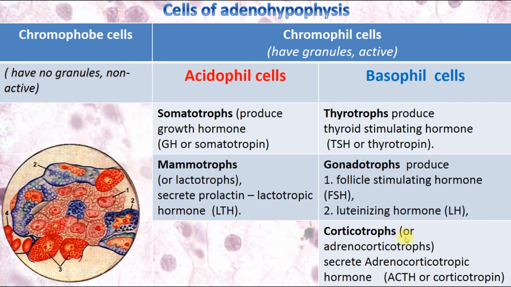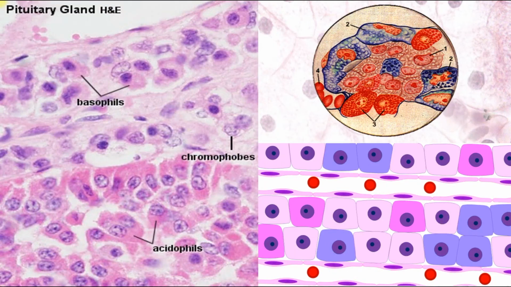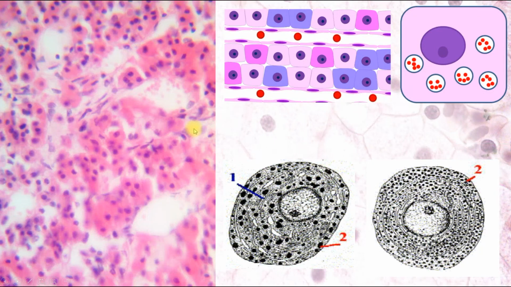Cells of zona fasciculata and zona reticularis, mainly zona fasciculata, are under control of ACTH, and zona reticularis is under control of gonadotrophs, FSH and LH. So different peripheral endocrine organs are controlled by troph hormones. Here we can see basophils and acidophils, or oxyphils, and also there are chromophobes, which are pale. And here we can see numerous acidophils.